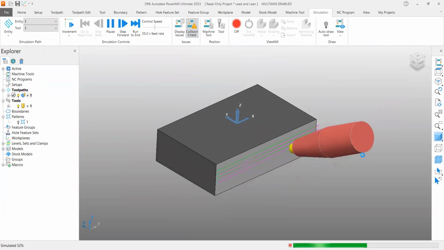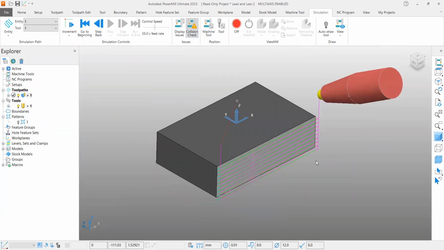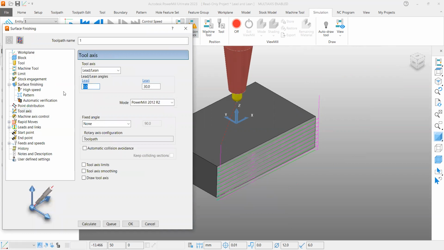When you want to tilt the tool to a certain degree, you can use the lead lean tool axis definition so that you can avoid collisions, or if you want to run a specific profile at a desired angle. You can also tilt in different angles. Let's say if you go to this page, again lead lean, and put 30 degrees here and recalculate this one, then what will happen?